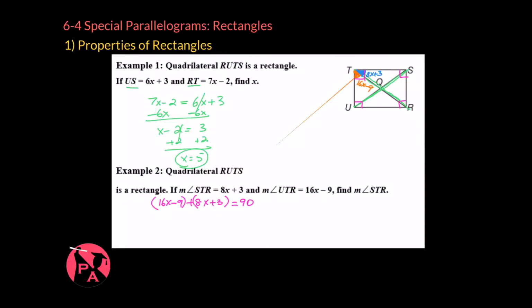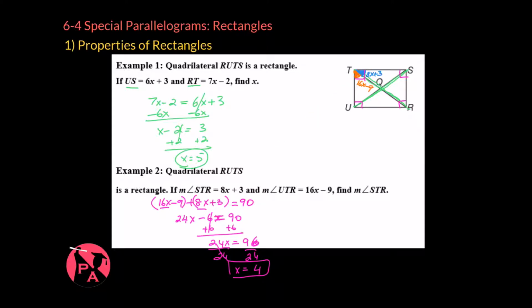Now we combine like terms. 16x plus 8x is 24x. Negative 9 plus 3 is negative 6. So 24x minus 6 equals 90. We add 6 on each side. So 24x equals 96. We divide each side by 24 and get x equals 4.